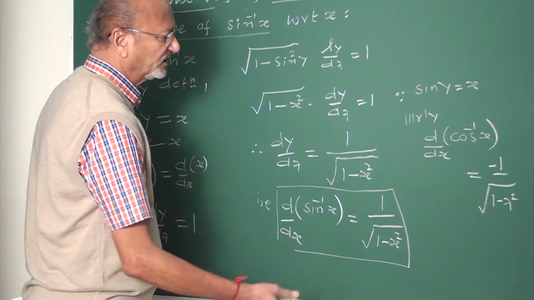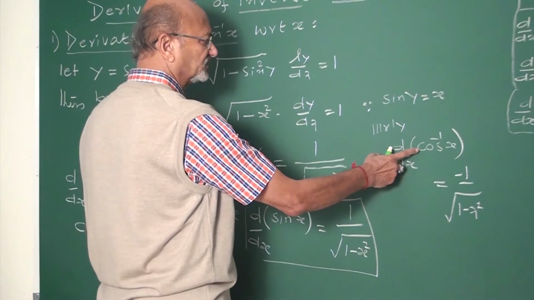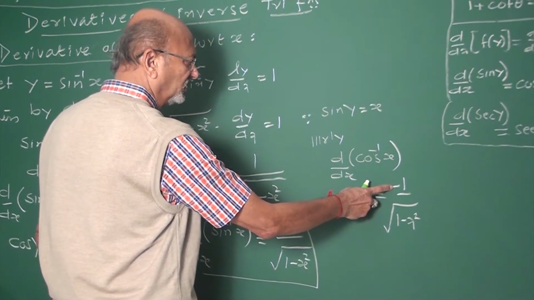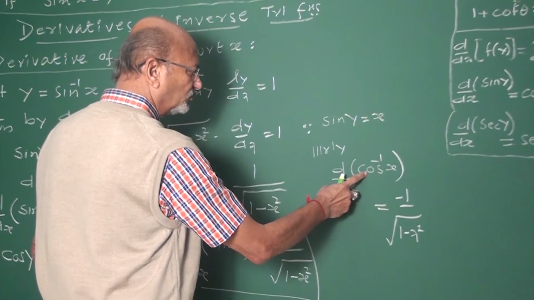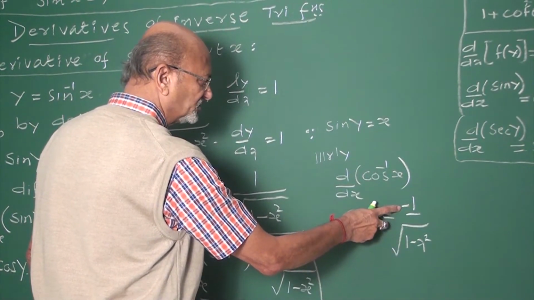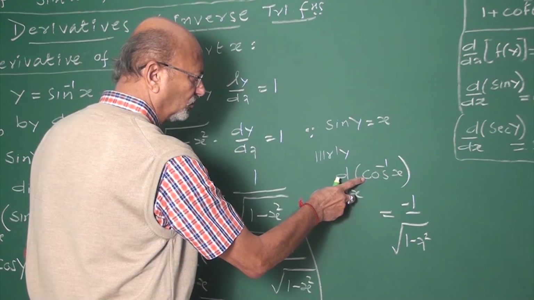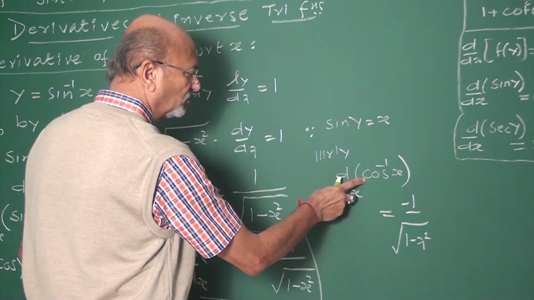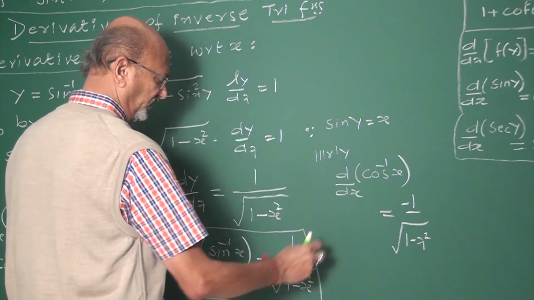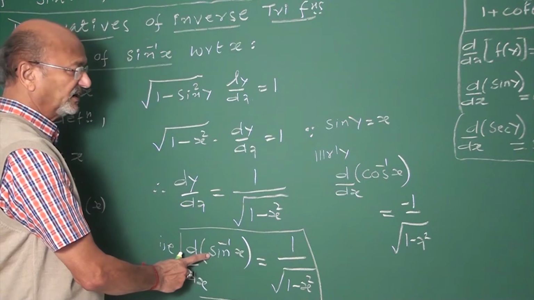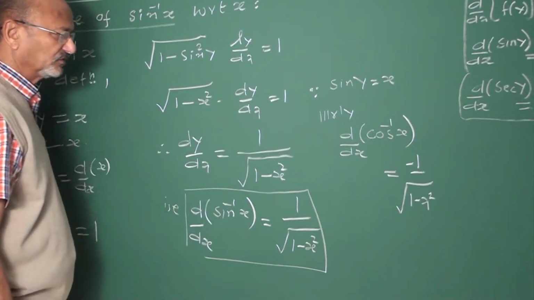Similarly, as I told already, the derivative of cos inverse x starts with letter C, so it has a negative sign. The derivative of cos inverse x is the same as sine inverse with a sign change. Why? Because of cos. What is the derivative of cos? Minus sign. Yes, my friend. This is sine inverse x, that is cos inverse x.